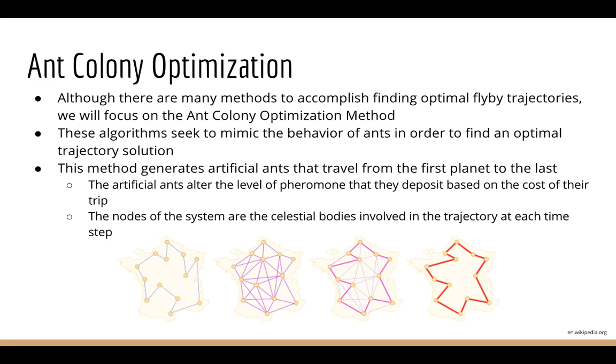So the algorithm generates artificial ants that find paths from the first to the last planet, and these ants then deposit pheromones at the nodes of the system based on the cost of their trip, with the nodes being the different celestial bodies that are involved in the trajectory. So you can see from the graphic a general idea of how you have all the ants taking their different paths and depositing pheromones of where they were, and eventually all the ants can hone in on one single path that is the most efficient way to get to all of your destinations.